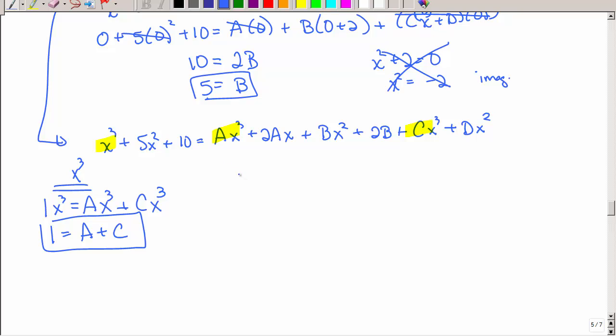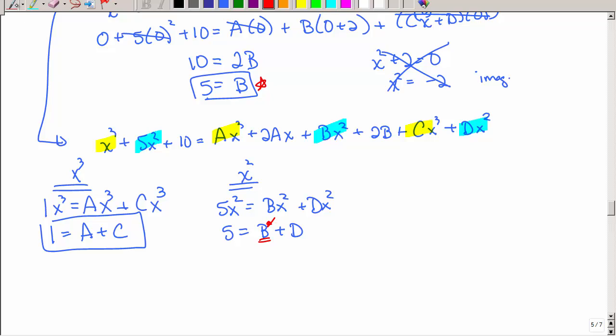I keep going. So let's look at x squares. So let's see, I have 5B and D. So 5x squared equals Bx squared plus Dx squared. So 5 equals B plus D. Does that help me? Well, yes, it does, because I know B is 5, so I can replace B with 5 and solve. So I have 5 equals 5 plus D, so that means D is 0.